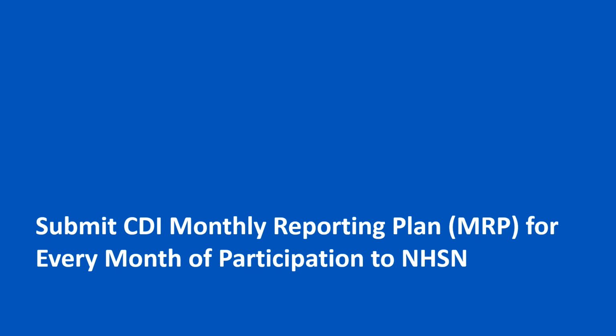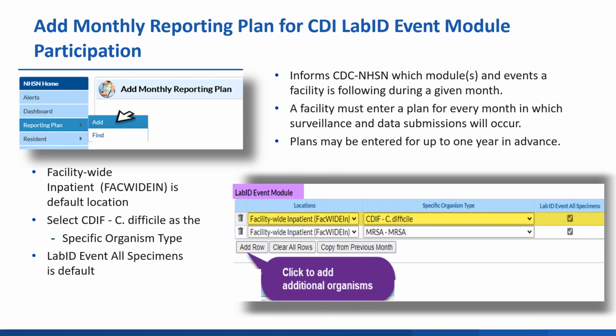I will now discuss the monthly reporting plan to participate in HAI surveillance reporting for LabID events. The monthly reporting plan informs CDC and NHSN which modules a facility is following during a given month. Think of it as the facility's commitment to entering data for a chosen event for the month. This plan will inform CDC which data can be used for aggregate data analysis, such as developing a national baseline.